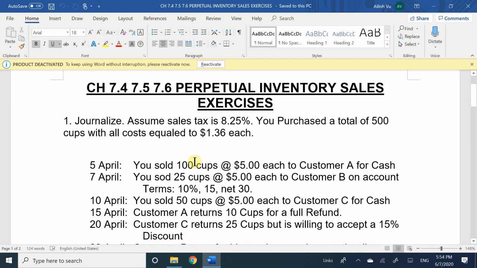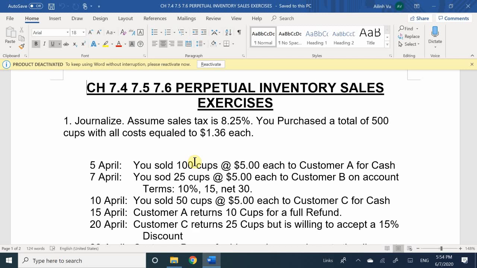Now we're going to be moving on to our exercises. We're going to be doing our chapter 7.4, 7.5, and 7.6, and we're going to be dealing with our perpetual inventory, but focusing mainly on sales. Okay, so this is going to be our exercise for today. Let's go ahead and dive into our first problem.